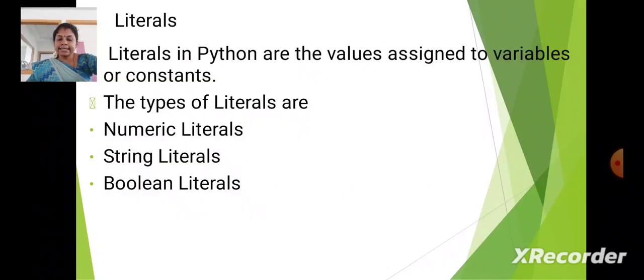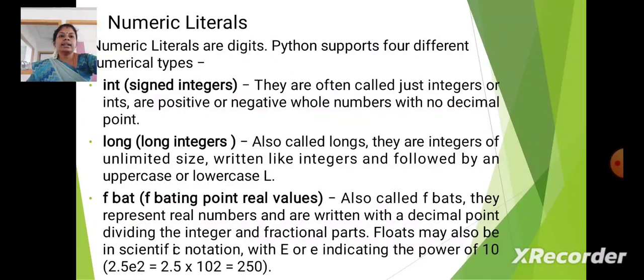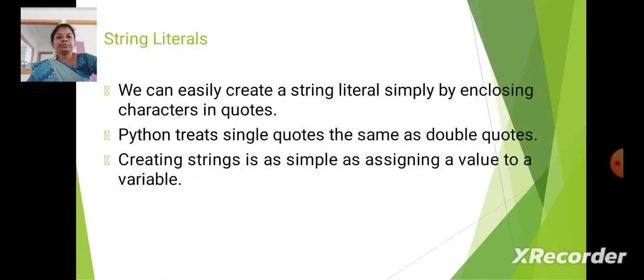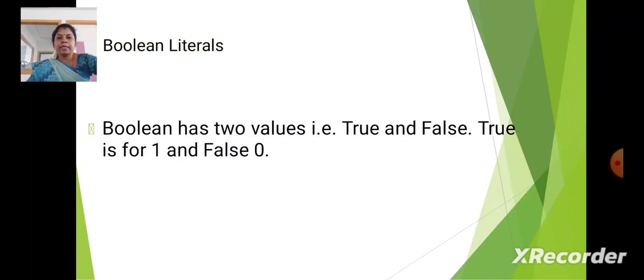The next, literals. Literals in Python are the values assigned to variables or constants. The types of literals are numeric literals, string literals and Boolean literals. Numeric literals support different numerical types: int, long, float. String literals: we can easily create a string literal simply by enclosing characters in quotes. Python treats single quotes the same as double quotes. Creating strings is as simple as assigning a value to a variable. Boolean literals are always either true or false, so zero or one.